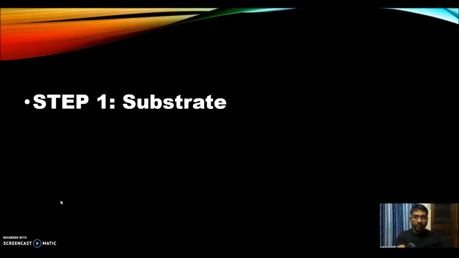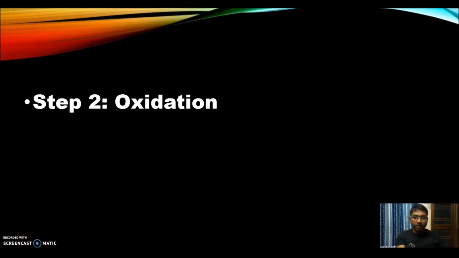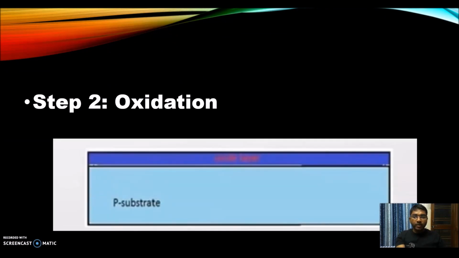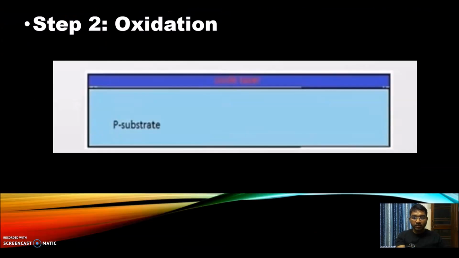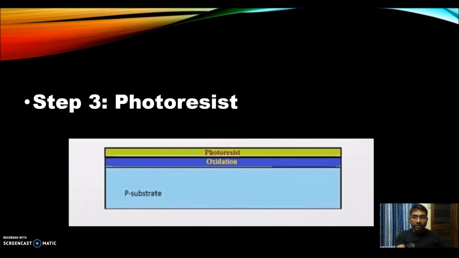Step 1, substrate. Primarily start the process with a P substrate. Step 2, the oxidation process. The oxidation process is done using high purity oxygen and hydrogen, which are exposed in an oxidation furnace at approximately 1000 degrees Celsius. The third step, the photoresist. The light sensitive polymer that softens whenever exposed to light is called the photoresist layer. It is formed.